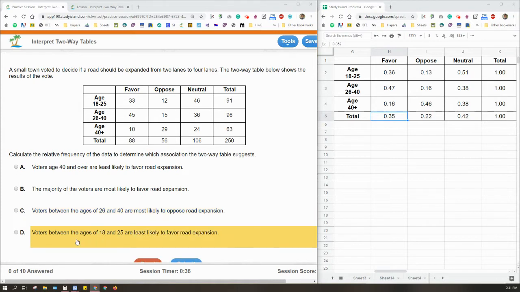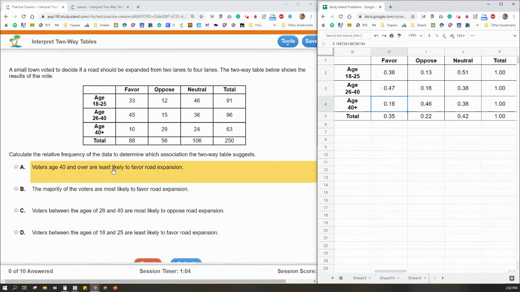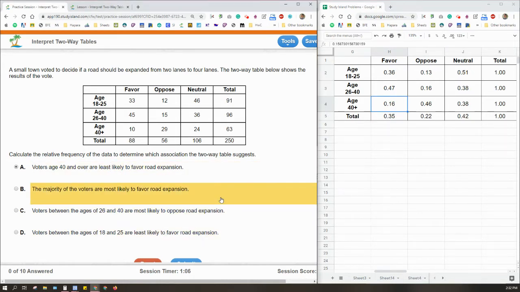And finally, D, voters between the ages of 18 and 25 are least likely to favor road expansion. So let's look at the ages 18 to 25. How many of them favor and oppose road expansion? They have 36% that favor road expansion, whereas the 40 plus crowd, only 16% favor road expansion. So the 18 to 25 group are not the least likely to favor road expansion. The 40 plus group are. So that means that's false also, and we were right in the beginning with picking A.